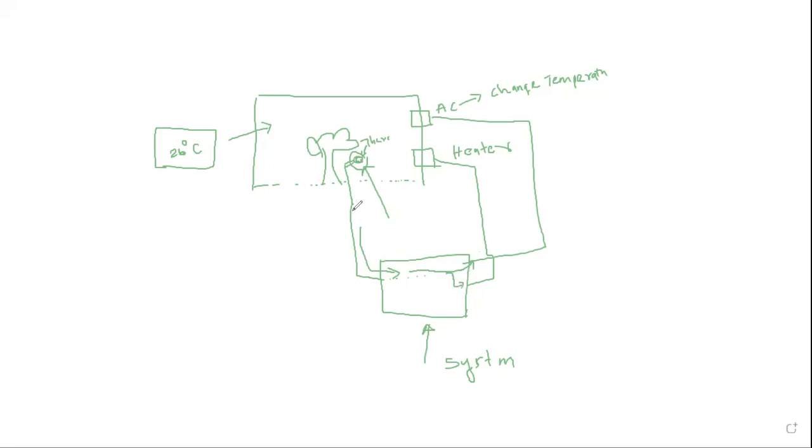For example, if this thermometer senses that the temperature is 20 Celsius, then what should this system do? Can anyone tell? So this thermometer gets the value 20 Celsius. Now we need to maintain the temperature at 26 degree. So if this thermometer senses the temperature as 20 degree, what should this system do? This system can identify this value. Oh, here the temperature is 20 degree. So what should this system do? Can anyone tell?